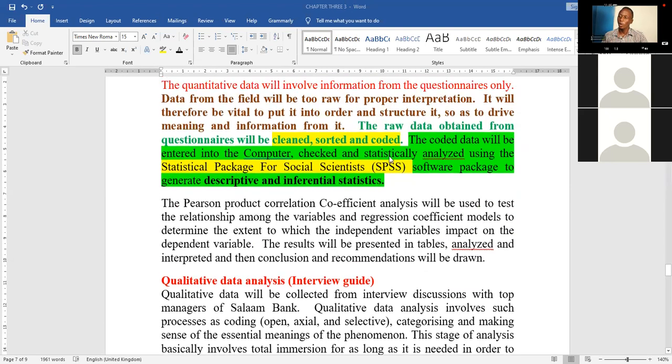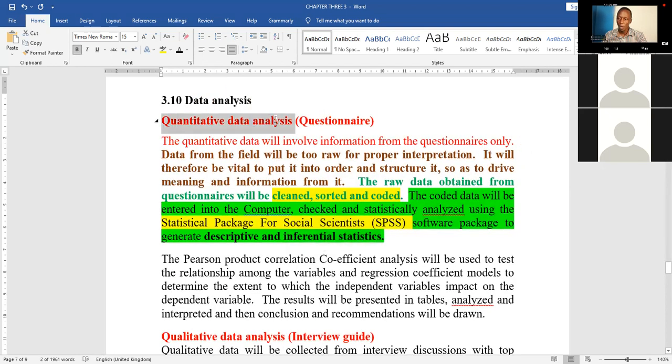So I was saying, after entering the data into SPSS, then you are supposed to code. No. You're supposed to analyze. How do you analyze? I will show you how you analyze data in the SPSS program. Enter the data into SPSS and then you analyze. When you analyze, you are going to get descriptive statistics and inferential statistics. That is under quantitative data analysis.